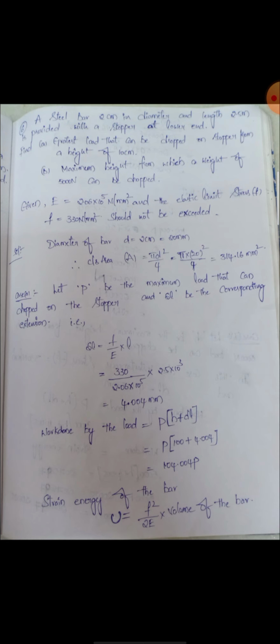The last and final problem in the strain energy concept is: a steel bar 2 centimeters in diameter and 2.5 meters in length is provided with a stopper at the lower end. So here a steel bar is given, with a diameter of 2 centimeters and a length of 2.5 meters, provided with a stopper at the lower end. Find the greatest load that can be dropped on the stopper from a height of 10 centimeters.